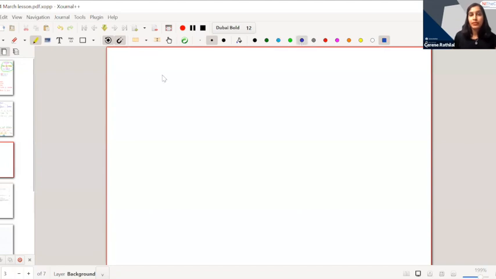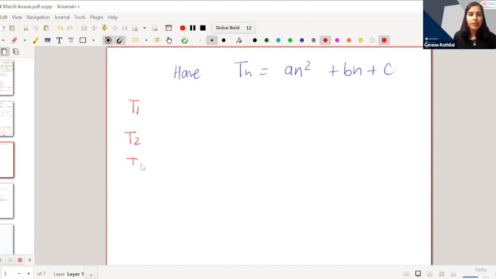Right, so we're going to go through this together. So we have that Tn is characterized by an squared plus bn plus c. So what I want to do is get a description of the first term, the second term, the third term, and the fourth term. So let's do it. If I want to find term 1, I simply have to replace n by the value 1. So I plug in 1. So if I substitute 1 into Tn, T1 equals a plus b plus c.